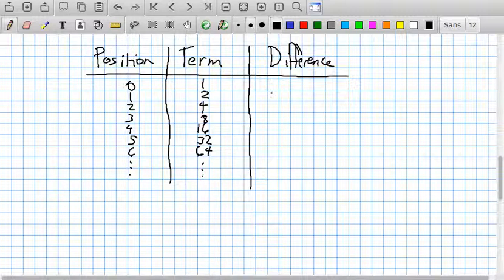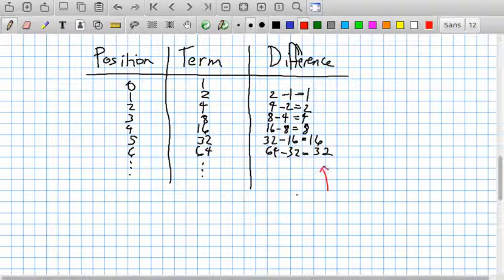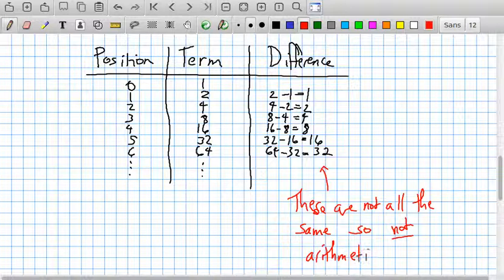What's the difference between 2 and 1? That's 1. What's the difference between 4 and 2? That's 2. What's the difference between 8 and 4? That's 4. What's the difference between 16 and 8? 8. What's the difference between 32 and 16? 16. What's the difference between 64 and 32? Well, certainly, these are not all the same. So it's not arithmetic.